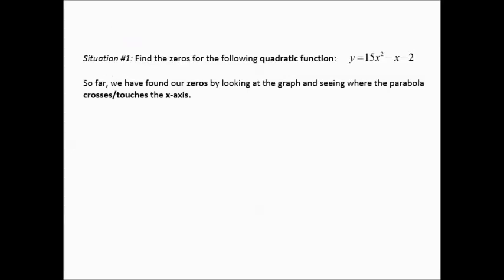We're asked to find the zeros for the following quadratic function. So we're given this function and to find the zeros for it. So far, we have found our zeros by looking at our graph and seeing where the parabola, remember a parabola is the shape, crosses or touches the x-axis. Remember our zeros are the x-intercepts, the roots, the solutions. We're looking at where it's touching. We can't really tell that from looking at the equation. We would usually look at the graph.